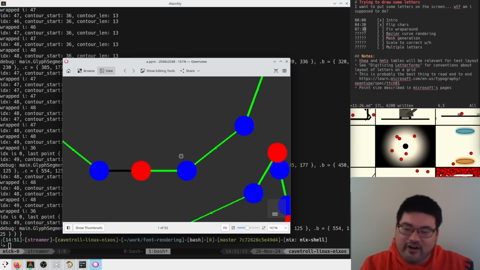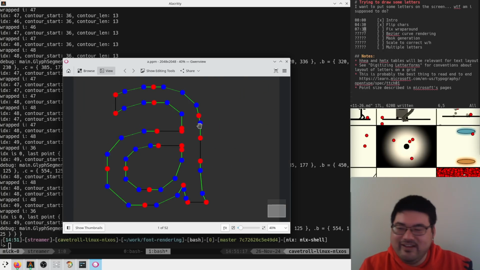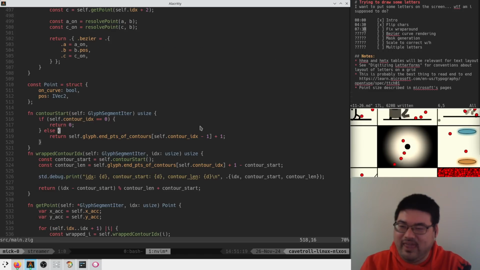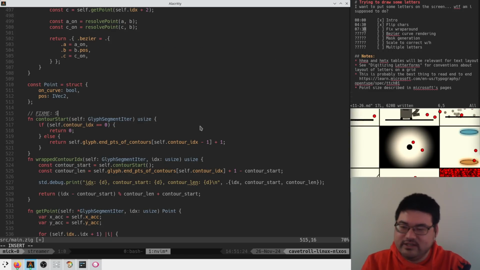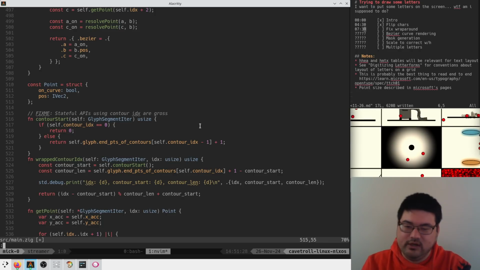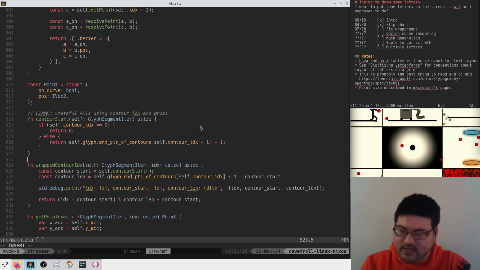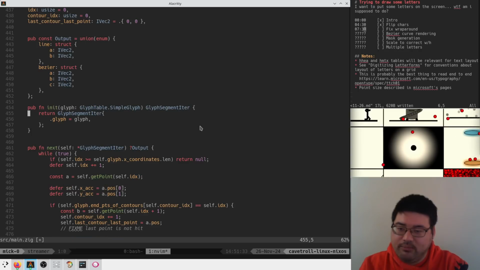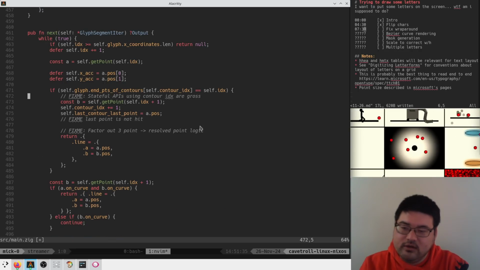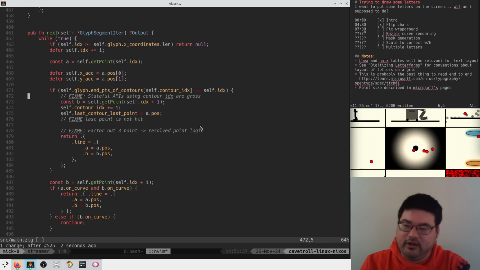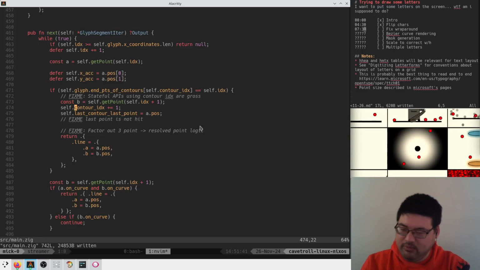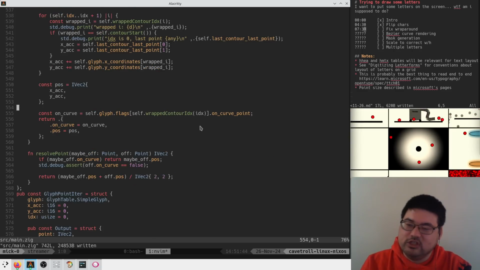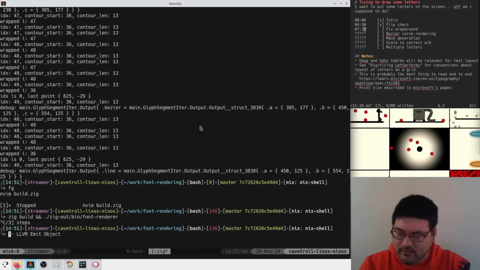Let's go! Okay, I hate the fact that stateful APIs using contour index are gross. I just don't really like that because it makes this code up here very confusing, where we have to call get point, then increment the contour index. That's kind of sketchy. It would be nice if we passed those in, but I think we're at least doing the right thing now, so I can handle that later.